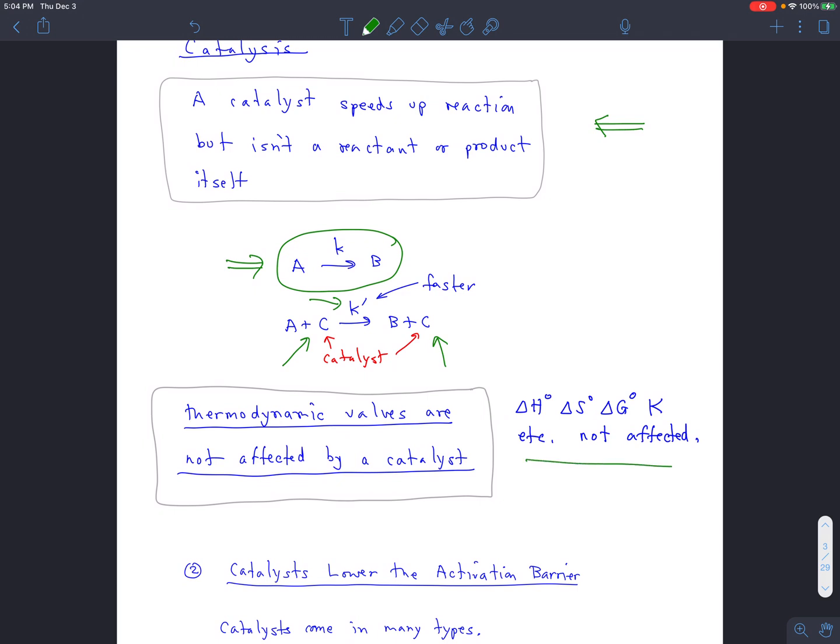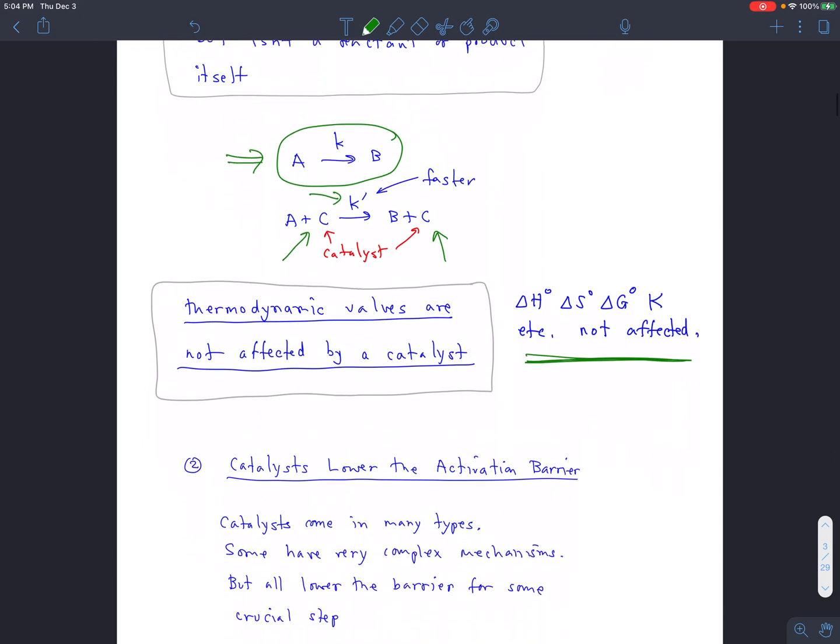And that means that none of the thermodynamic variables at all change. Remember, thermodynamics doesn't depend on how fast things go, and it doesn't depend on path. So the mechanism for this reaction with the C present is probably very different than the mechanism for this one. That doesn't matter. Mechanism is path. It doesn't affect the thermodynamics. So delta H, delta S, delta G, equilibrium constants, all the thermodynamic properties are unchanged by the presence of a catalyst. That's an important thing to understand and sort of deeply absorb.